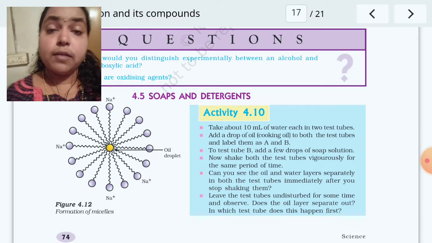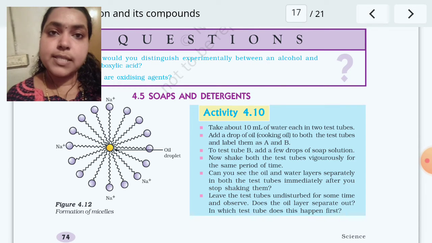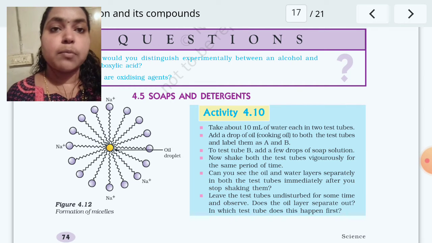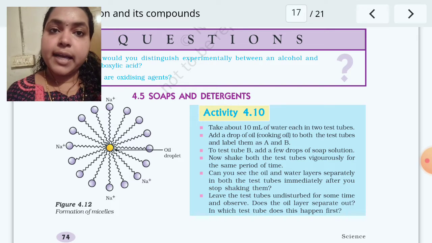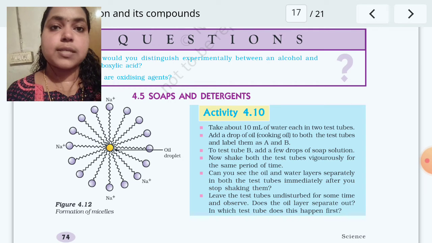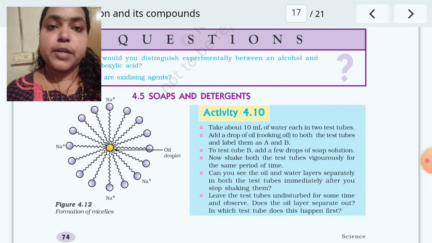So, first of all, what is soap? Soap is nothing but the sodium or potassium salt of a long chain carboxylic acid. So, soap is the sodium or potassium salt of long chain carboxylic acids. That you should know first.